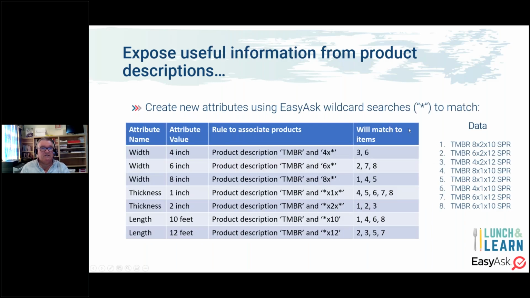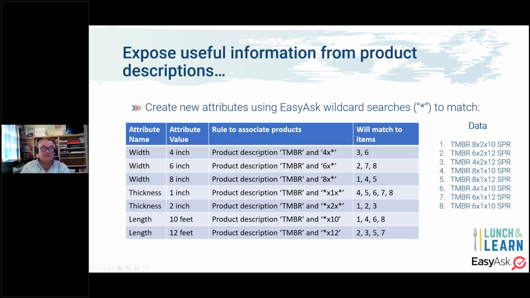And so what we did is we used a facility within the EasyAsk system called the Wildcard Search. And we created attributes called width, thickness, and length. And the values are simply what we want to display in the navigation to the user. So we created a width attribute, and then we created an attribute value called 4-inch. And then we simply created the rule that says these are the products that will match to 4-inch.